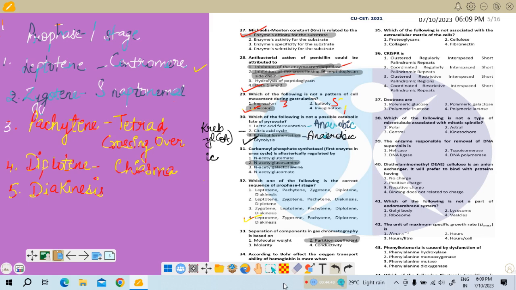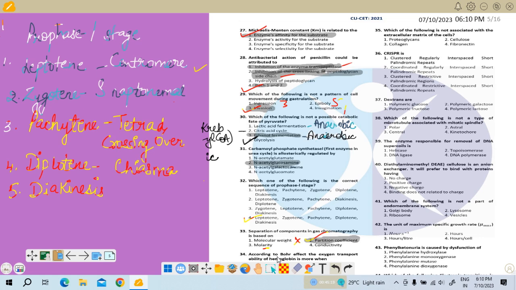Okay, so option number 4. Then 33rd, separation of components in gas chromatography is based on molecular weight, partition chromatography, molarity, conductivity. Here they're talking about gas chromatography. So molecular weight is not there. Molarity, this is about chemistry somewhere. It is the partition coefficient.